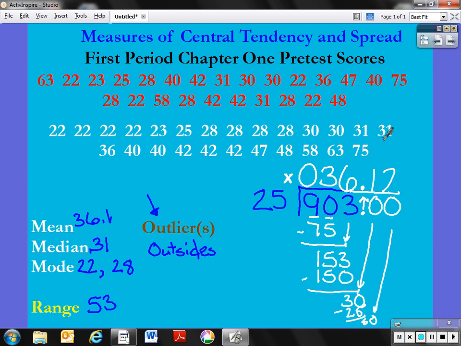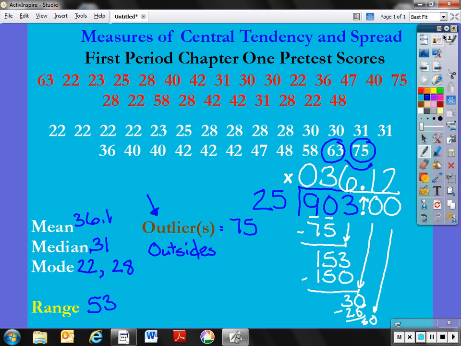If I look at this, I could almost say maybe I have 2 outliers. I have 63 and maybe 75. But since 75 is the greater one, I'll take that 75 as the outlier. Now you have to ask yourself, when I am doing the median, does the outlier affect what the median is? Will the outlier of 75 affect the median? And the answer is no, because when you're doing median, you're eliminating those outliers and just focusing as you get closer and closer to the middle. So the outliers do not affect the median.